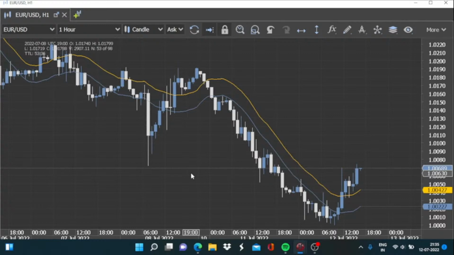So we have to be careful while using this indicator and look for trades accordingly.